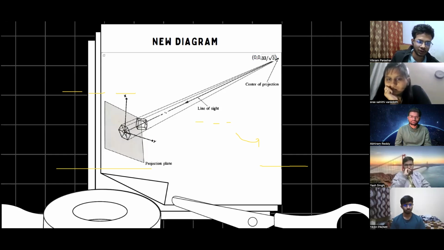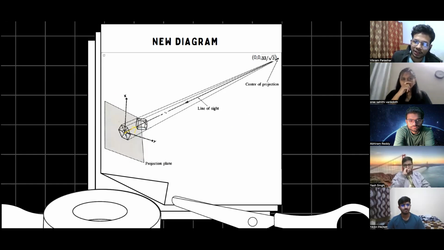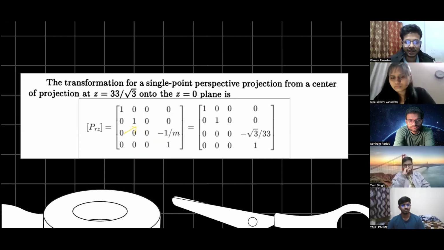So after doing all these transformations, our scenario looks like this. The plane is passing through the origin here, and it's facing toward the positive z direction, and the center of projection went to 0, 0, 33 by root 3, and the scenario looks like this. Next slide.